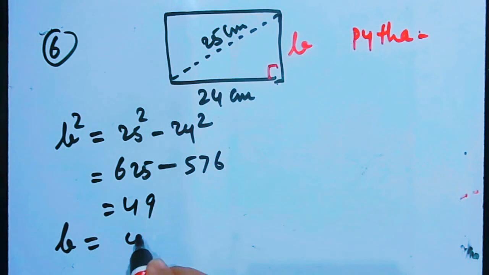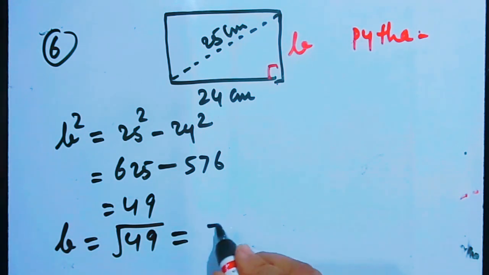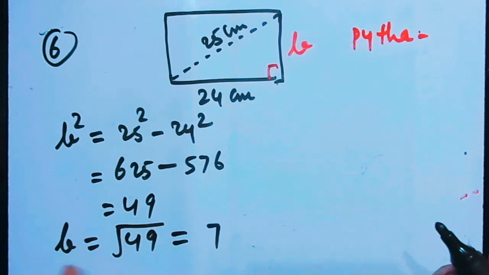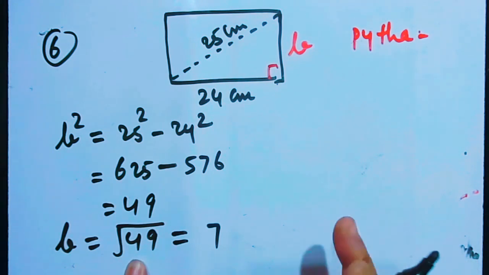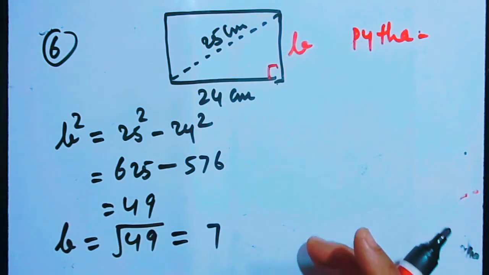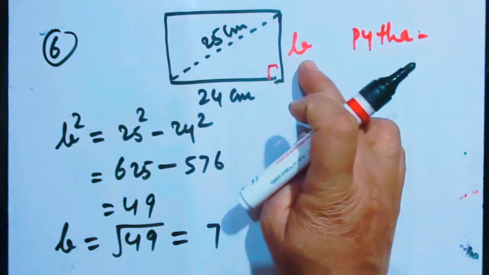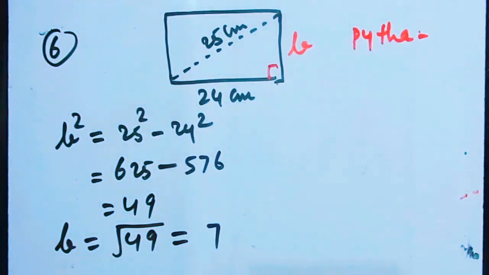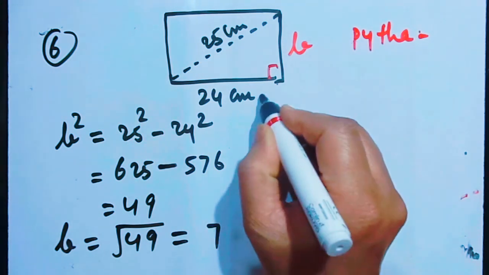Therefore B will be equal to the square root of 49. The square root of 49 will be 7. Now, why did I say this? Because whenever we find the square root, we get two values, one positive and one negative. But since the perpendicular should always be positive, therefore B is equal to 7 centimeter.